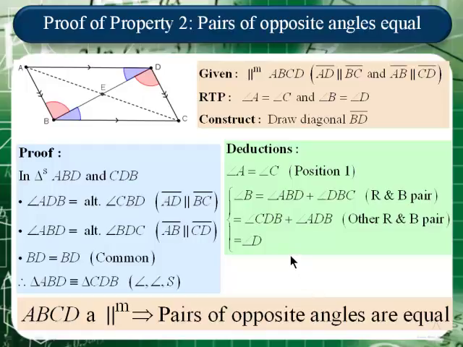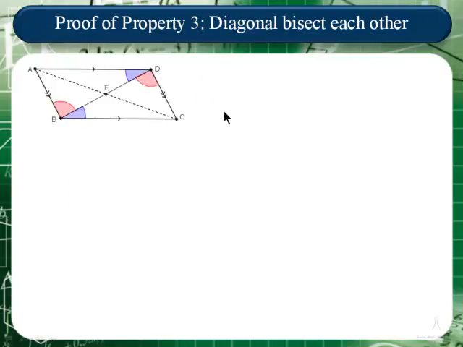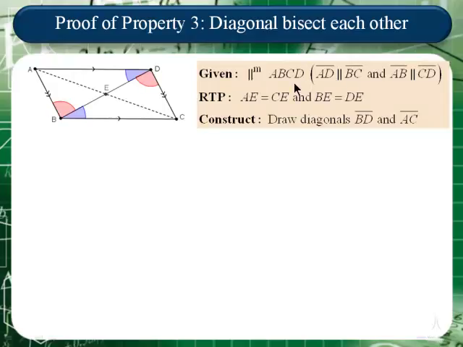Let us look at the proof of the third property, namely that if we have a parallelogram, then the diagonals bisect each other. So again we have a parallelogram, both pairs of opposite sides parallel. We need to prove that E is the midpoint of AC as well as the midpoint of BD, or another way of writing it is to say that AE is equal to CE and BE equals DE.